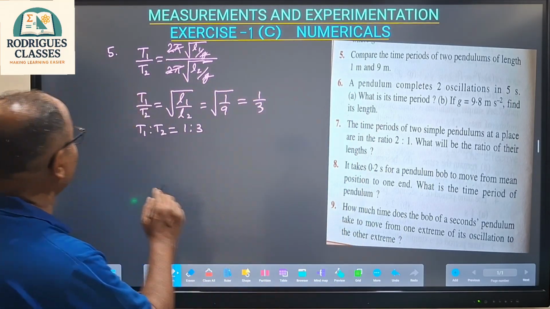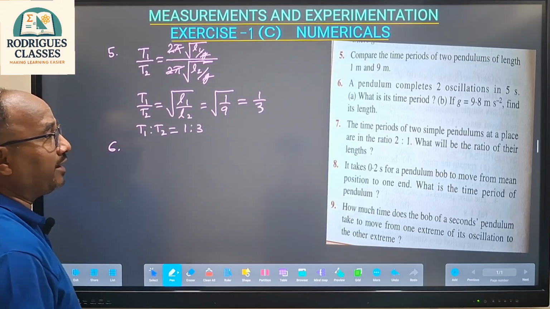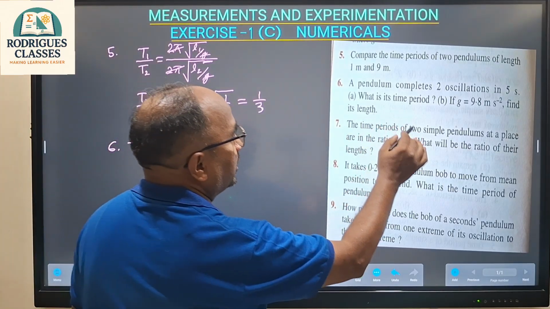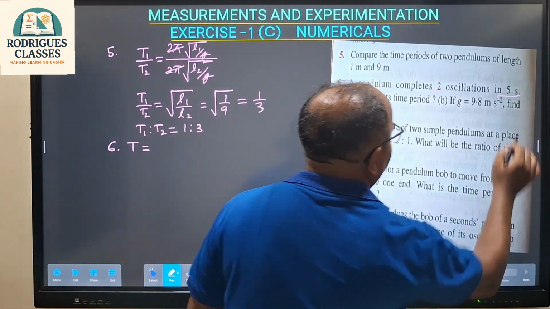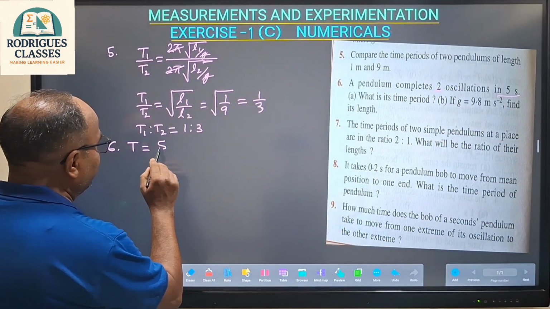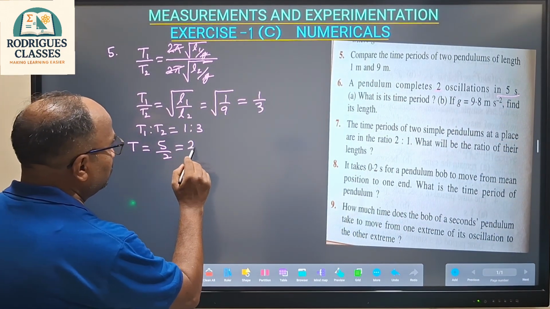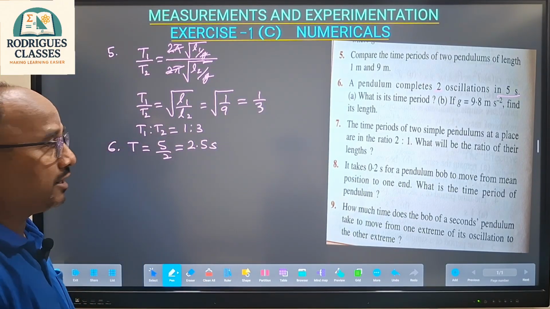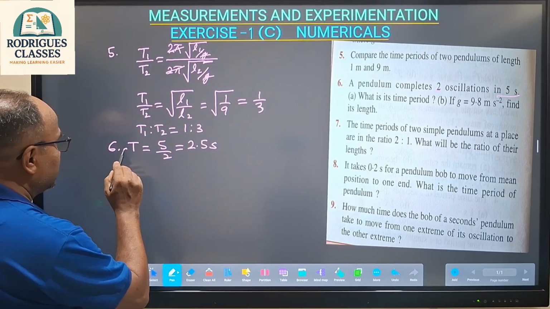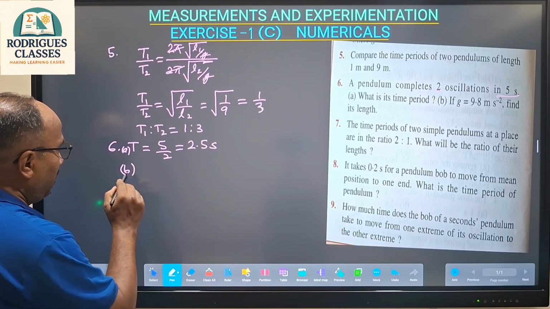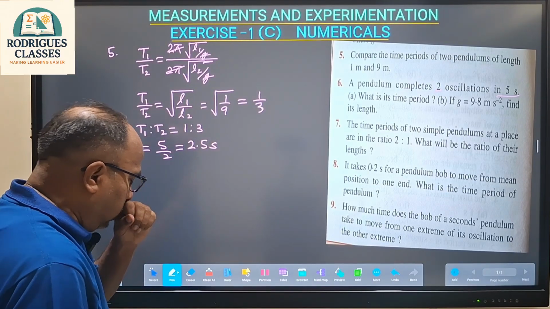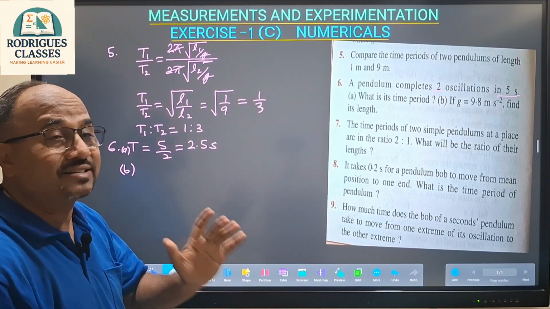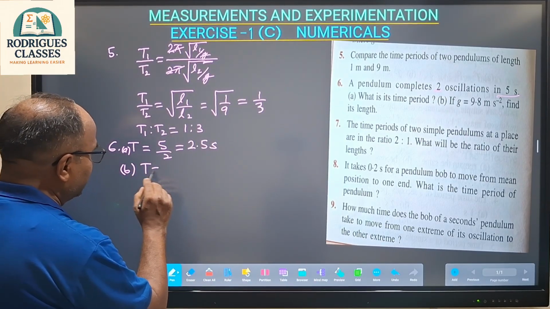So let us first of all find the time period. So time period will be, for 2 oscillations it is 5 seconds. So time period will be 5 divided by 2. So you get it as 2.5 seconds. This is the time period. This is your A part. Now in the B part, you are asked to find its length. So we make use of this formula.